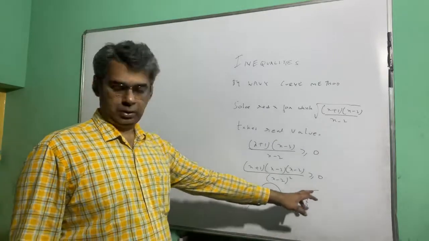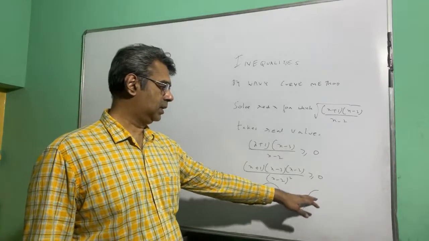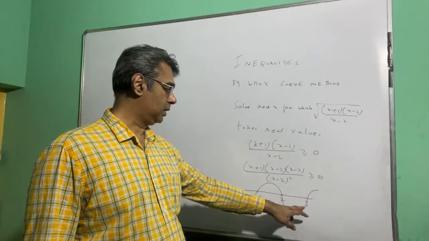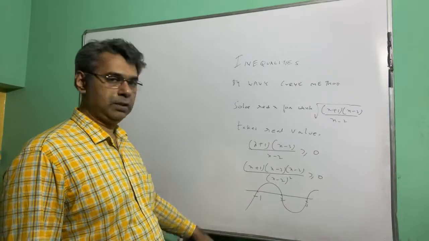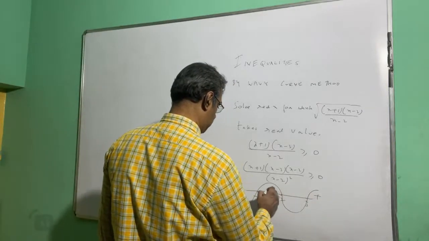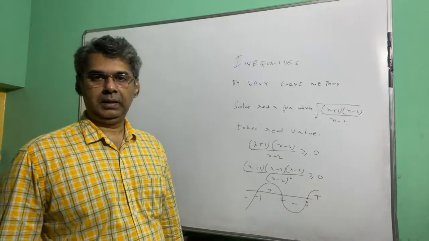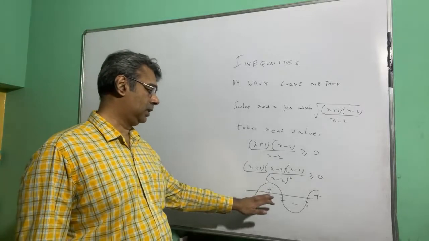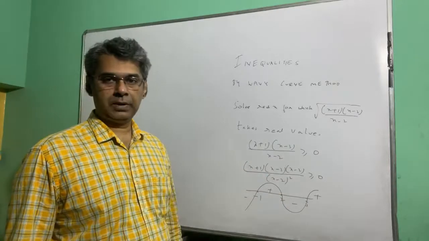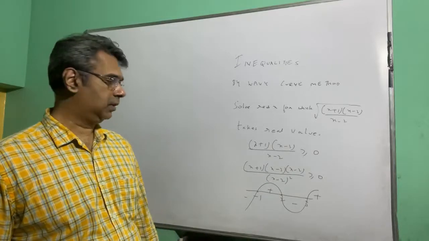After that you draw a wave which should always start from the higher side of the first number. So the wave should start from above 3, cross at 3, cross at 2, go above, cross at minus 1, go below. Whatever is above the number line, for that this expression will be positive. Whatever is below the number line, for that this expression will be negative. So this is called the wavy curve method.